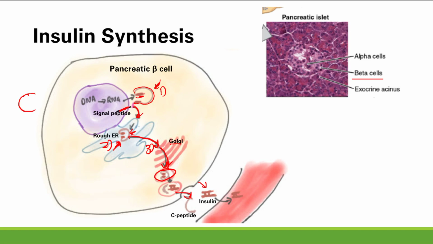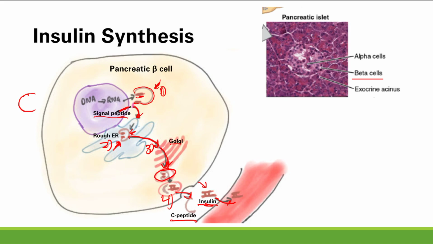So pre-proinsulin, step 1, directed to the rough ER by the signal peptide. Step 2, pre-proinsulin loses signal peptide, becoming proinsulin. Step 3, proinsulin directed through the Golgi apparatus into the secretory granules. Step 4, inside secretory granules, proinsulin is cleaved into insulin and C-peptide equally. Insulin from the pancreas goes into the bloodstream, goes throughout the body to exert its effects.